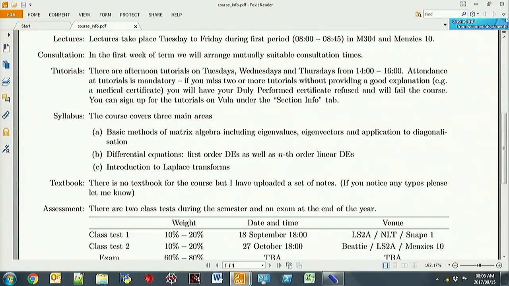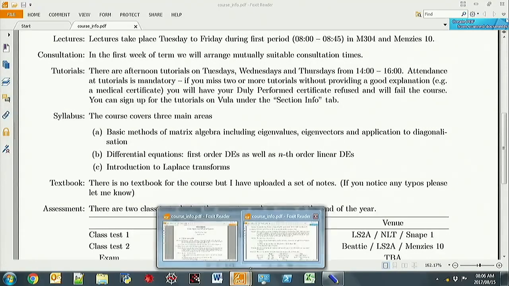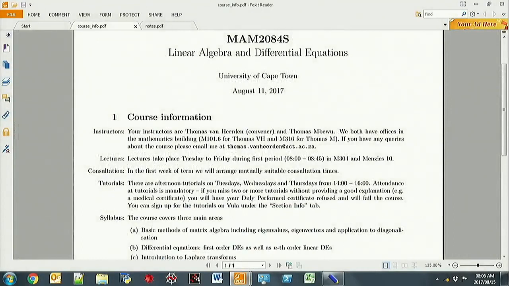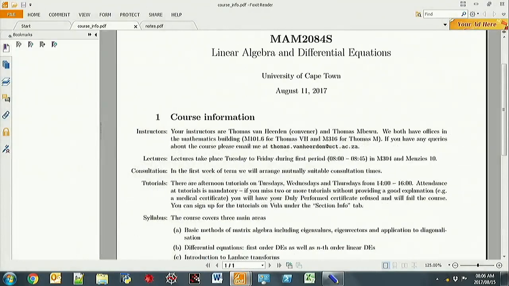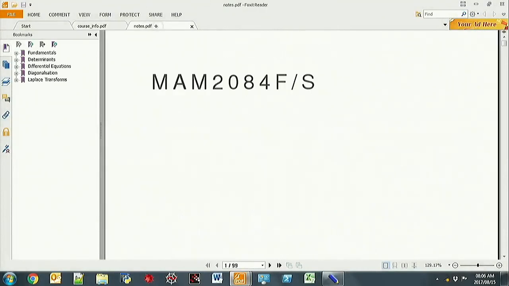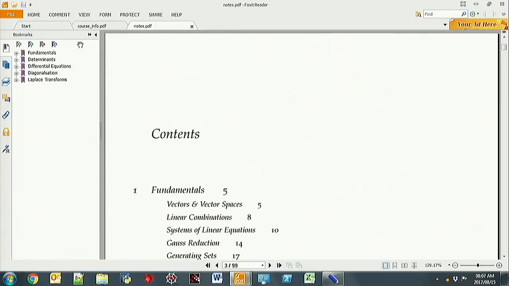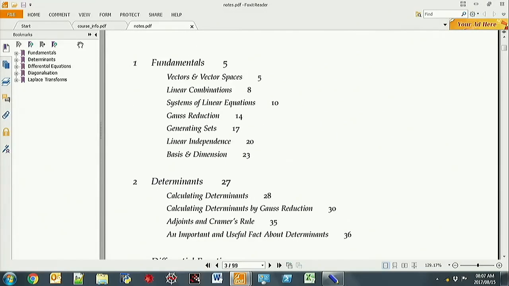If we go to the notes, you can see that there's a set of bookmarks. There they are. If you go to the notes, also available in Vula, you can see that there's a set of bookmarks associated with this, or you can just go to the table of contents, and that will give you a fairly decent idea of what we're doing in this course. It's an introduction to linear algebra and differential equations, and you'll see that the linear differential equations provide a really good motivation for why we need all this linear algebra.